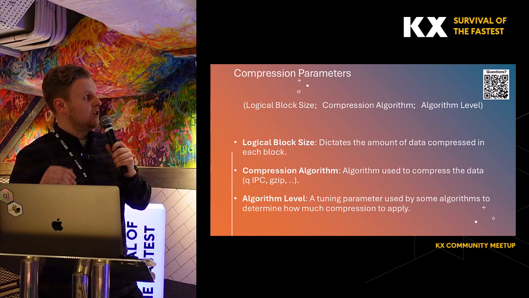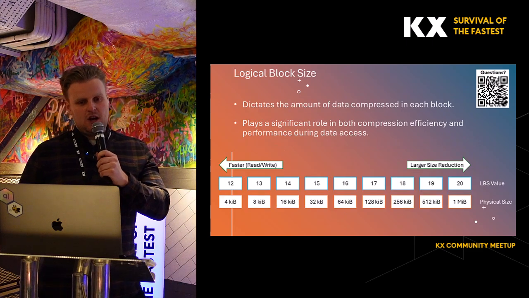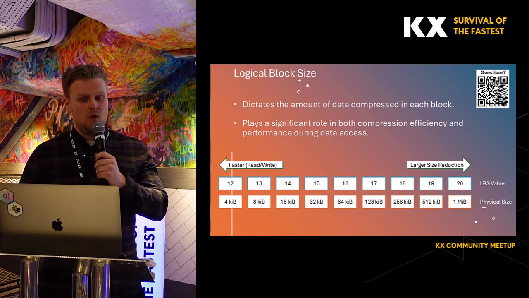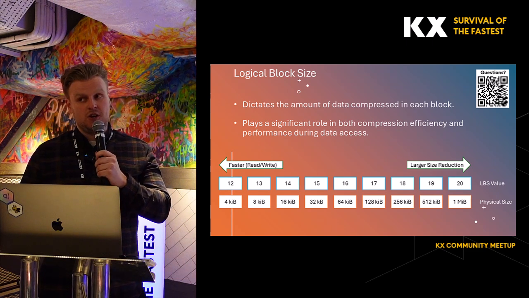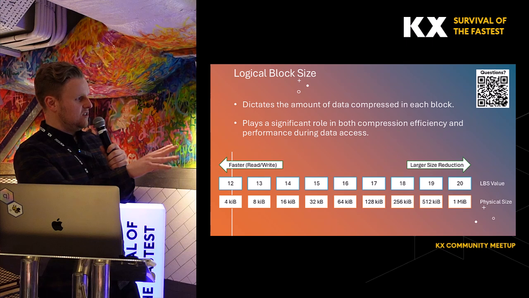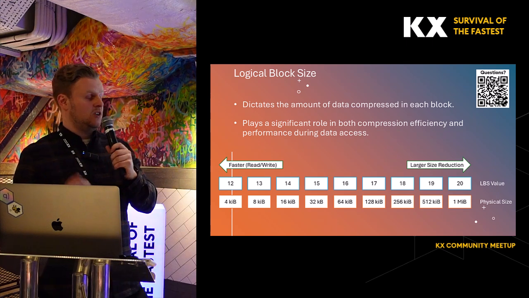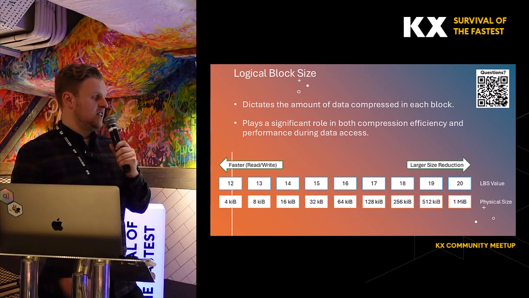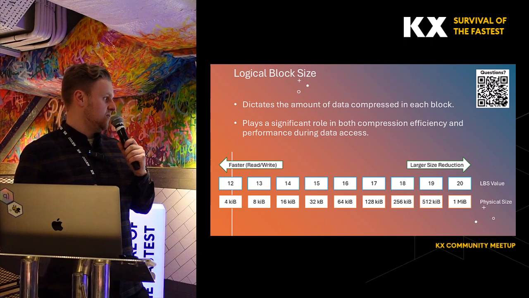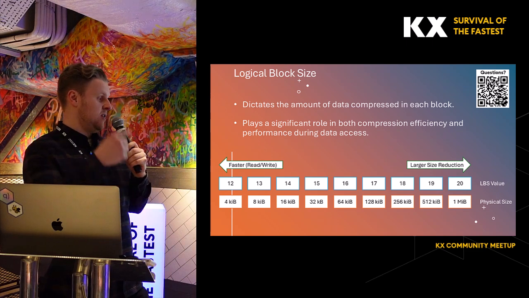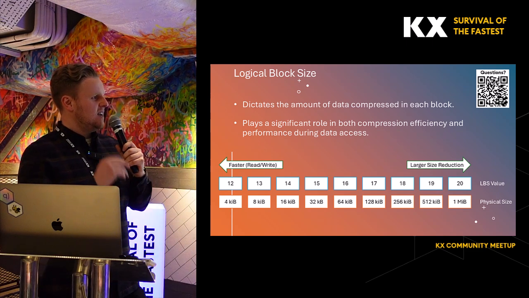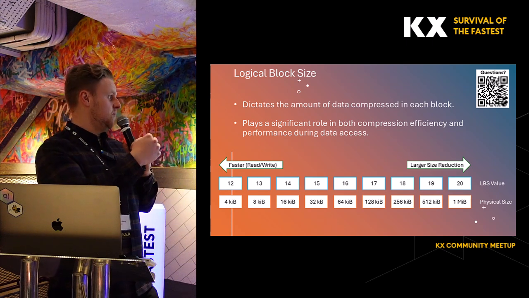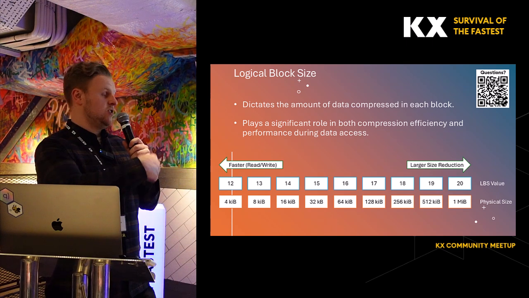So we're actually going to dive in now deeper into each of those. As I said, logical block size dictates the amount of data compressed in each block. And this plays a significant role in both compression efficiency and performance during data access. So here I have a little example of the possible values for LBS. They range from 12 up to 20. Each of these values represents a power of 2. So 2 to the power of 12 is 4 kilobytes, 2 to the power of 13 is 8 kilobytes, etc. And generally, as you go to a larger LBS value, you get larger size reduction at the expense of read and write speed, and vice versa for going to lower values.